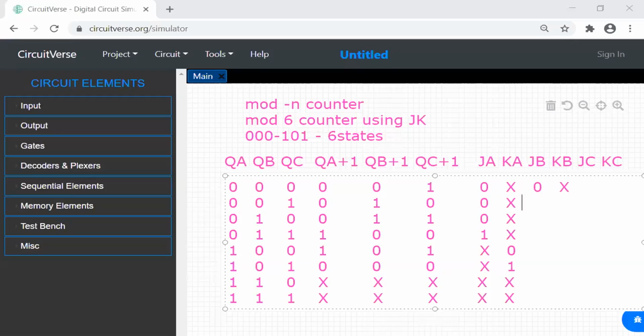And the next value will be 0 and X. So I have this as 1 and X. And the next value will be X and 0. So I have this as X and 0. And the next value for 1 and 1 will be X and 0, then 1 and 0 is the next combination, so I will have X and 1.